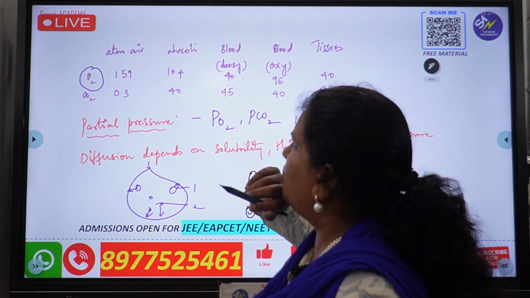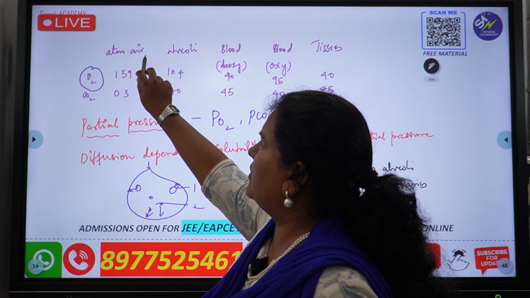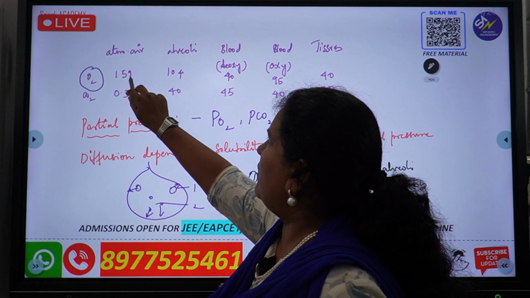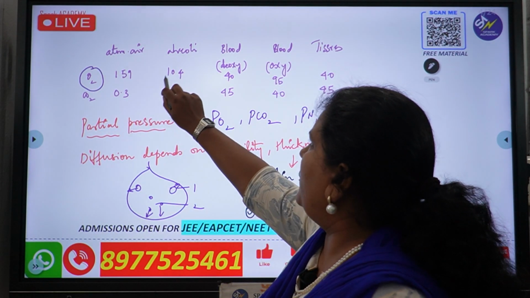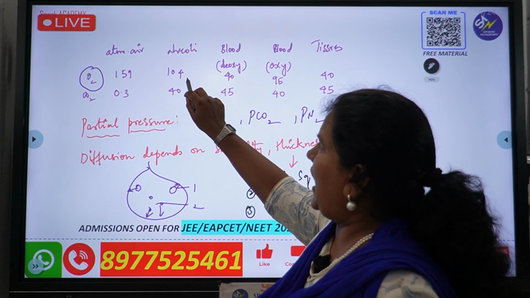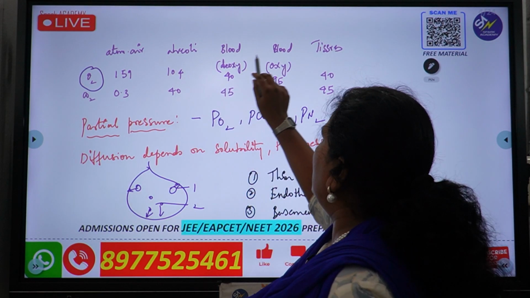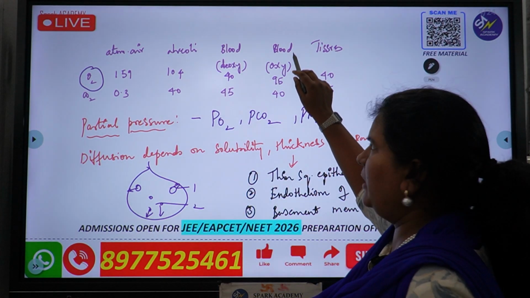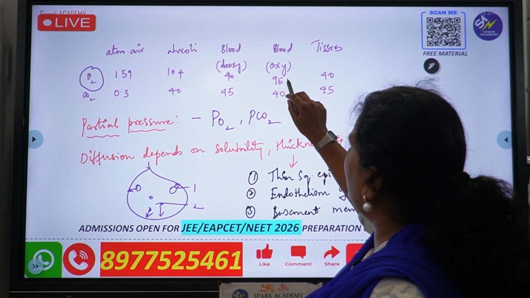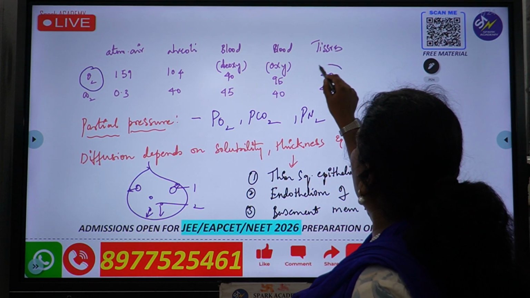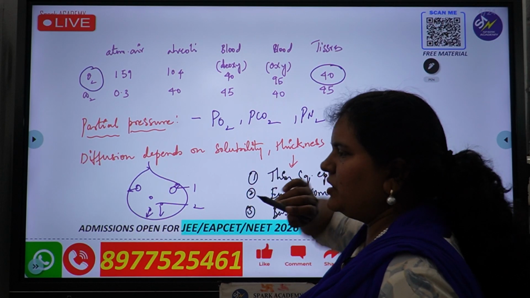Oxygen, where is the partial pressure? It is in the atmospheric air. You can see it is 159 mm of Hg. Then when it enters the alveoli, it is 104. Then when it enters the blood, it becomes oxygenated, it becomes 95. Then finally when it is reaching the tissues, it is 40.